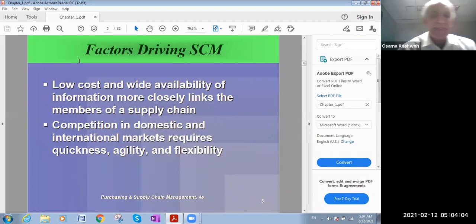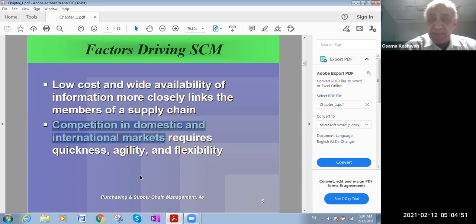If there are things affecting the supply chain management nowadays, the supply chain includes the purchasing inside it. The low cost and wide variability of information, because now information is very available, links everywhere, gives more importance to supply chain management because we are using very fast telecommunication. This will help to enhance the job of supply chain management. Competition in domestic and international markets as well, of course, because now you can purchase whatever you want from any place in the world at any time.